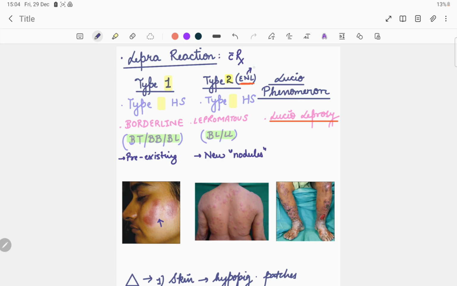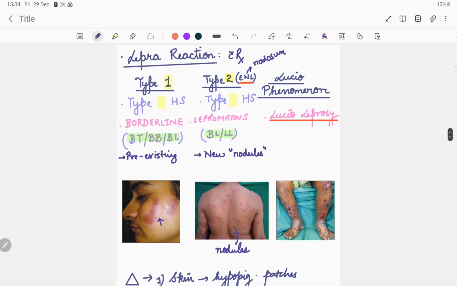That's why it's also known as ENL, which is erythema nodosum leprosum. That is, new lesions are usually nodules, present at a newer site, not where the original lesion was present. Other than that, there are no systemic features like fever or arthralgia in type 1. But yes, there are fever and arthralgia systemic features present here in type 2 lepra reaction.